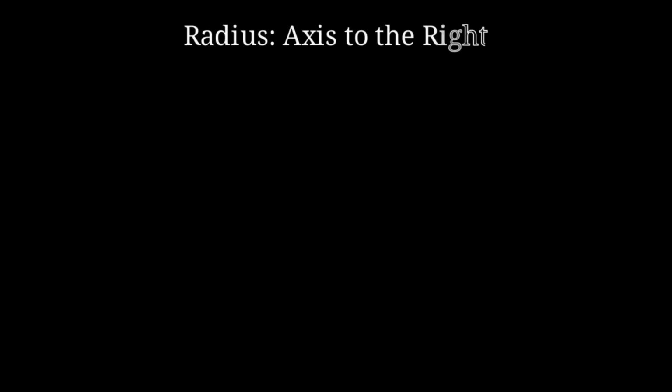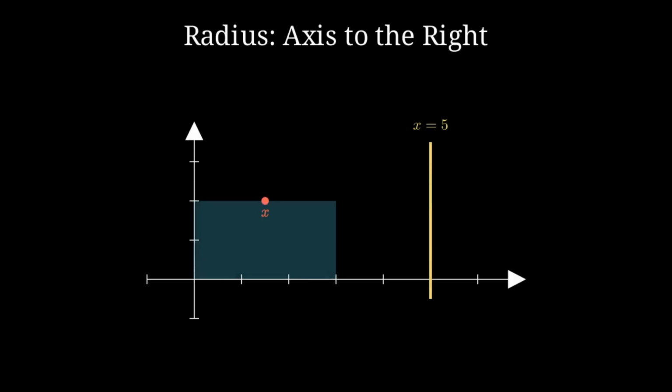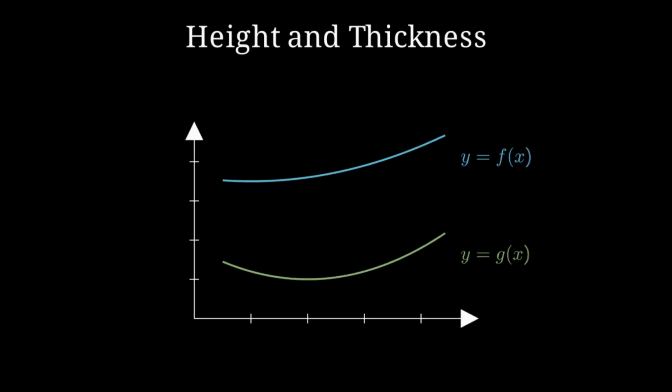Conversely, if the axis is to the right of the region, for example at x equals 5, the distance from our rectangle at x to the axis is 5 minus x. Always ensure your radius expression is positive for the interval of integration. The height of the shell is determined by the boundaries of your region. If the region is bounded by two functions, the height is the upper function minus the lower function. The thickness remains dx because we are summing vertical shells along the x-axis.